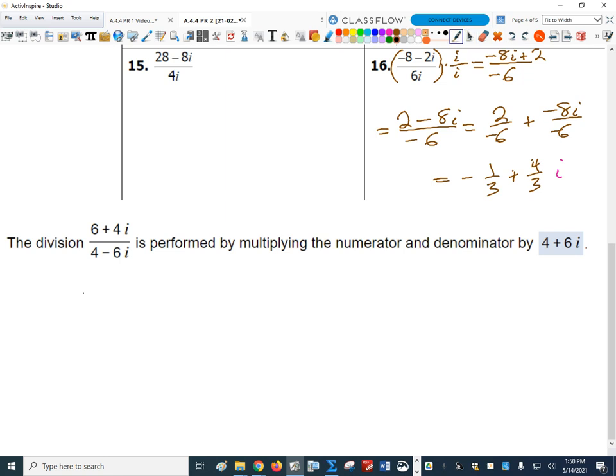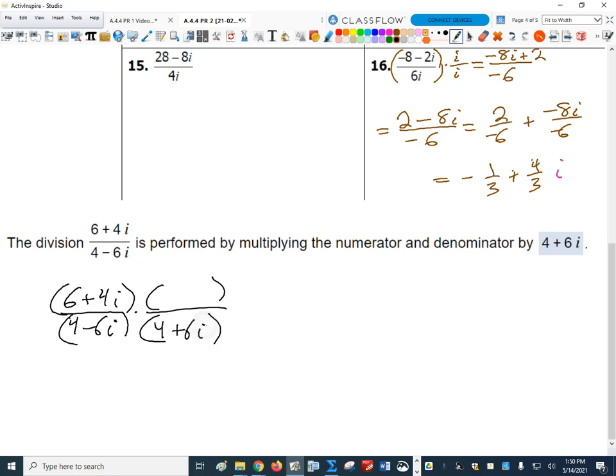So we end up with 6 plus 4i divided by 4 minus 6i. And I'm going to put both of those in parentheses now because I've got to multiply those by another binomial, meaning two terms. So I'm going to multiply each of those by the complex conjugate of the denominator, which is 4 plus 6i. And the nice thing about this is the bottom's easy. You guys tell me, what's the answer on the bottom? Take a second and think about it.